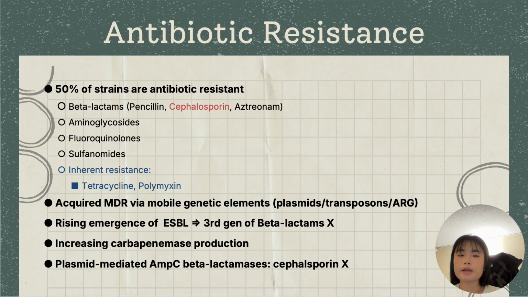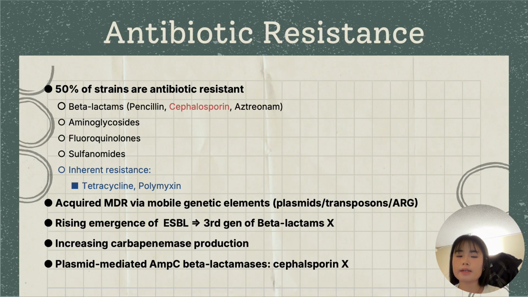There has been a rise in antibiotic resistance for Proteus mirabilis, and 50% of strains are resistant to antibiotics. These antibiotics include beta-lactams, aminoglycosides, fluoroquinolones, sulfonamides, and the bacteria is naturally resistant to tetracycline and polymyxin. Most resistance is acquired through mobile genetic elements like plasmids, transposons, and antibiotic-resistant genes. The ability of Proteus mirabilis to accumulate a variety of resistant genes on mobile genetic elements allows it to spread resistance to other bacteria horizontally.